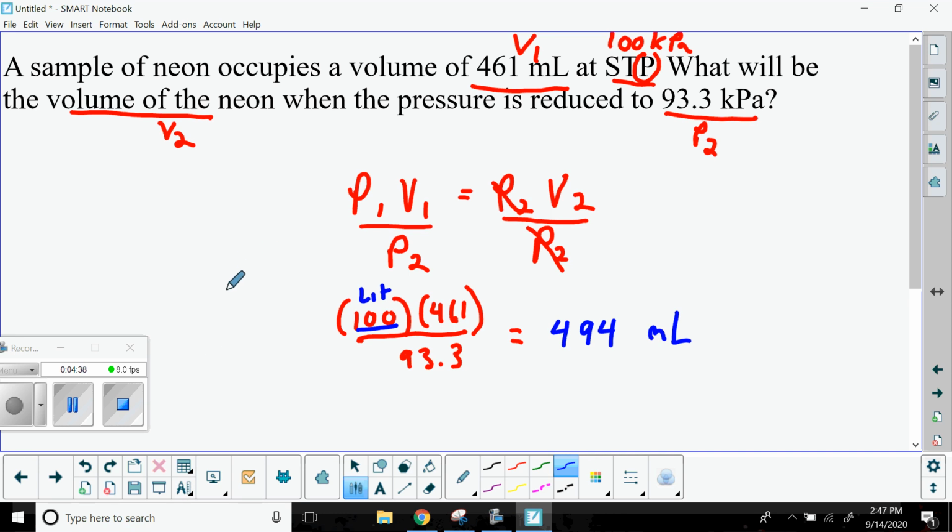You're going to see at the bottom here some real simple Boyle's Law problems to hack out and make sure you get it. Good luck.